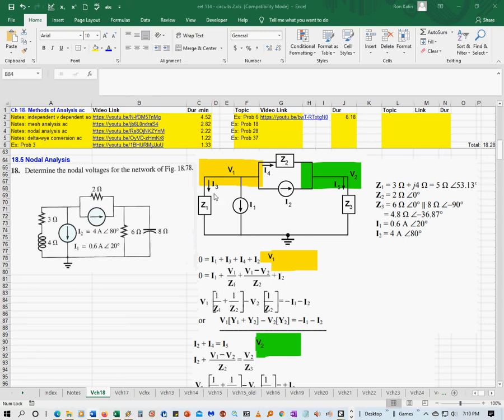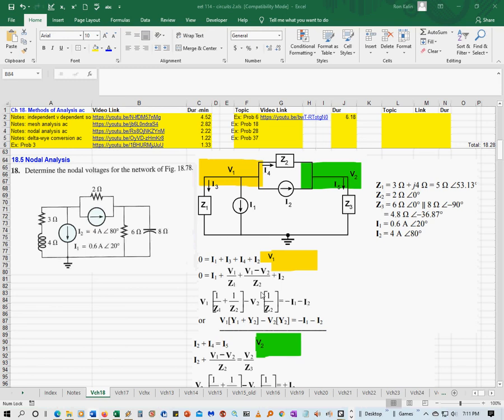I3 is going to be V1 minus 0 divided by Z1, because 0 is this node down here. They just didn't write the 0 because you don't really have to, because it's going to end up being V1 divided by Z1. And then this current, I4, is V1 minus V2 divided by Z2.